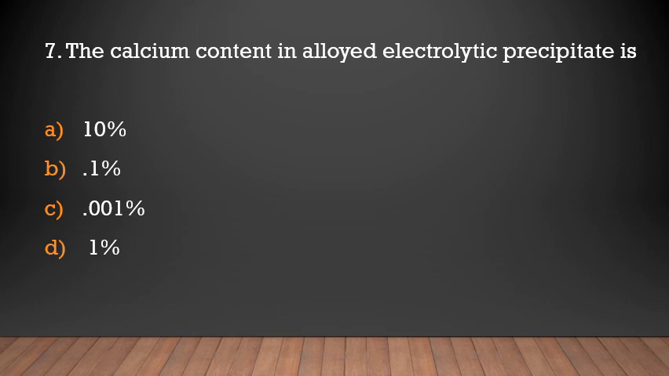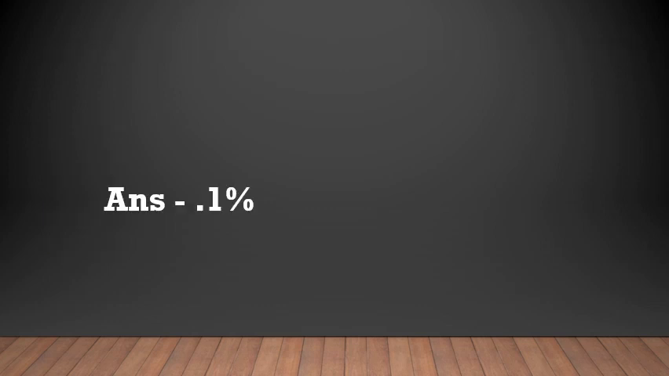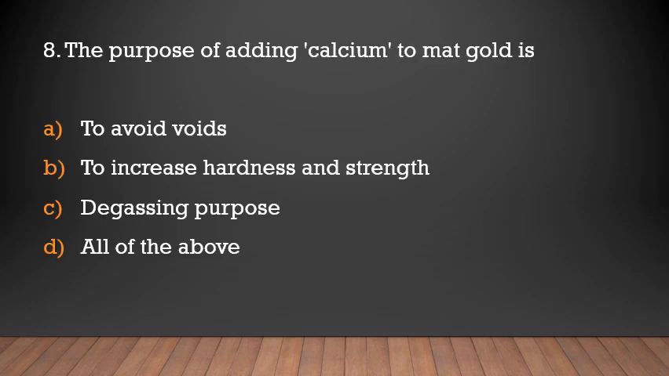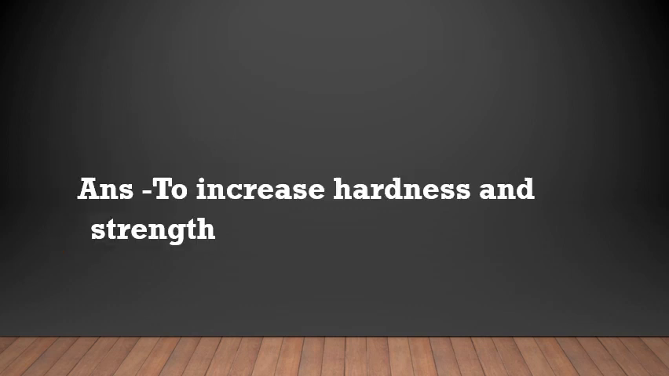The calcium content in alloyed electrolytic precipitate is 10%, 0.1%, 0.001%, 1%. 0.1%. The calcium content in electroalloy is 0.1%. The purpose of adding calcium to matte gold is to avoid voids, to increase the hardness and strength, decaying purpose, all of the above. To increase the hardness and strength.